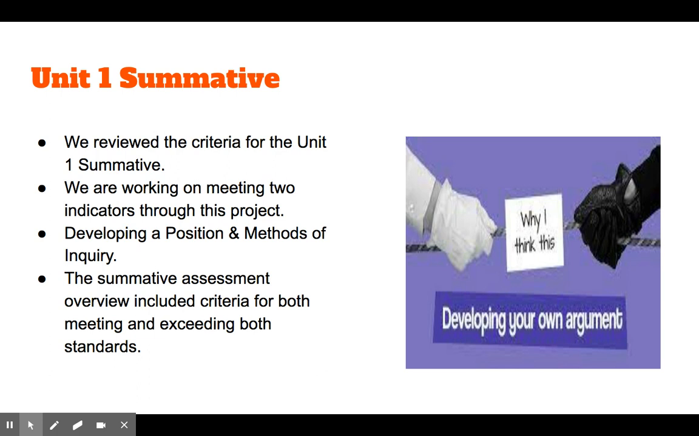We reviewed the criteria for the Unit 1 summative. We're working on meeting two indicators through this project, developing a position and methods of inquiry. The summative assessment overview included criteria for both meeting and exceeding both of these standards.